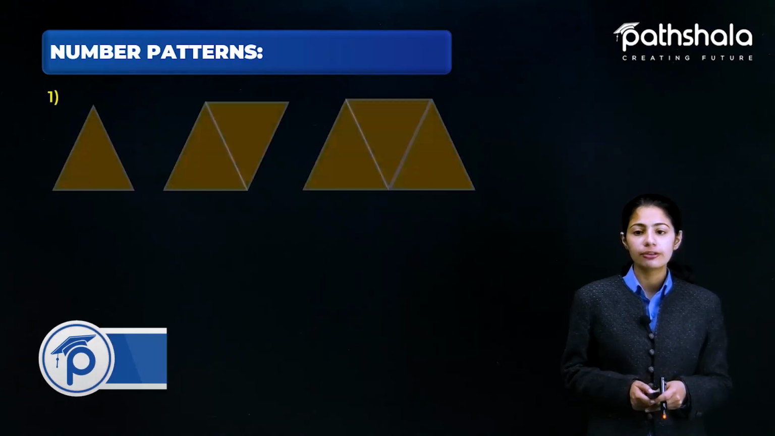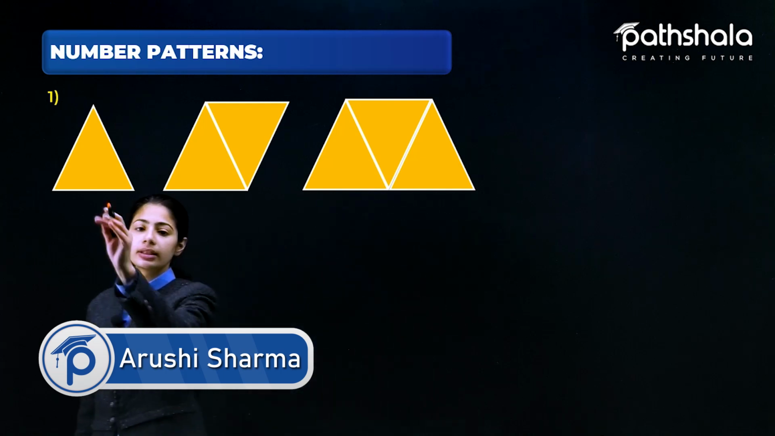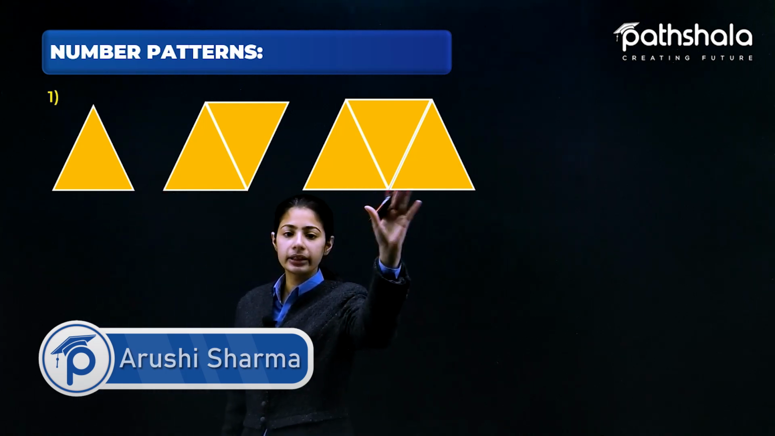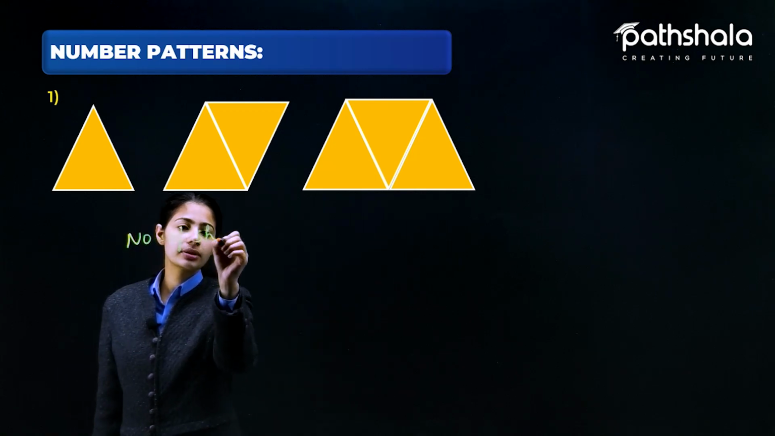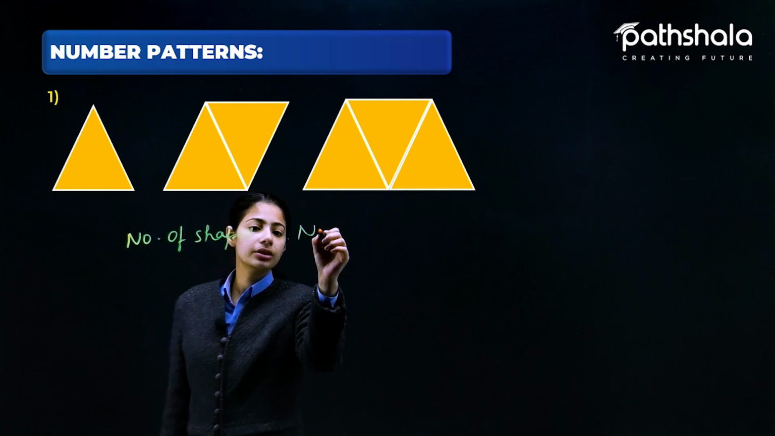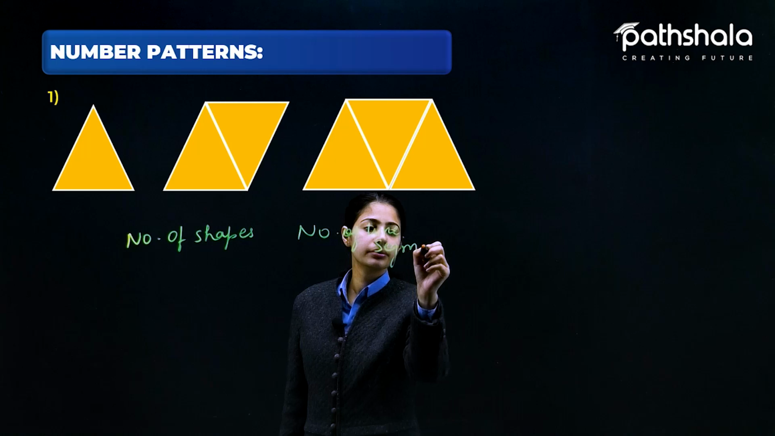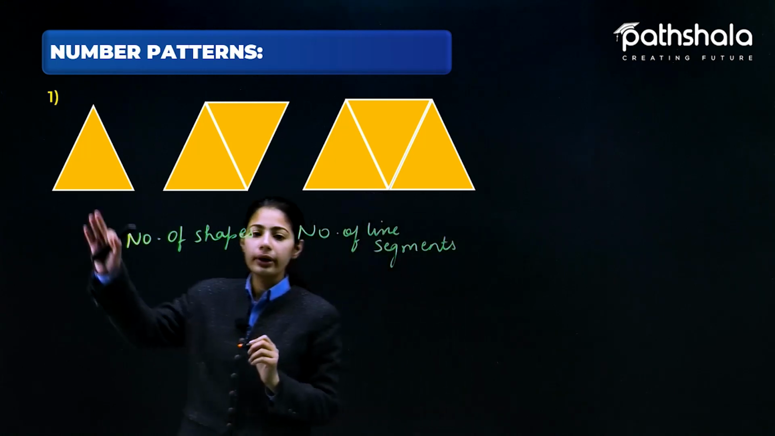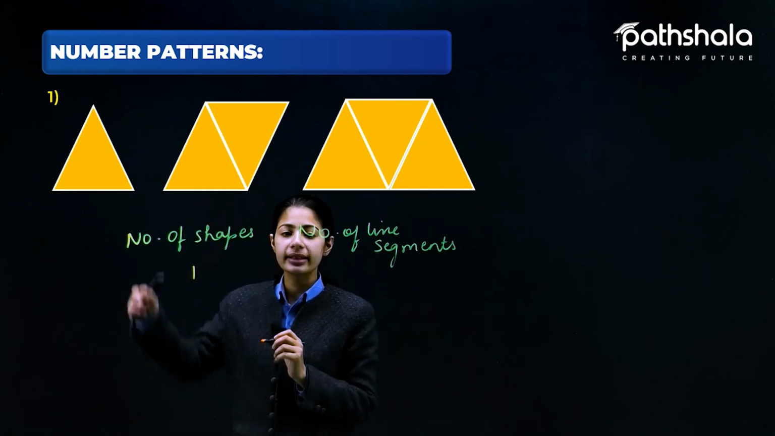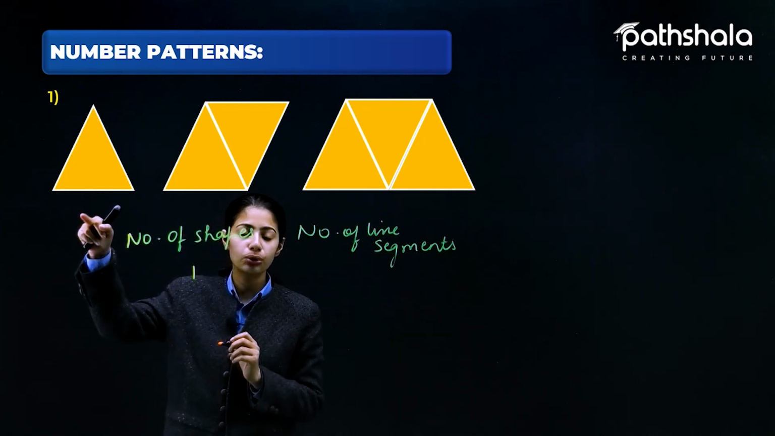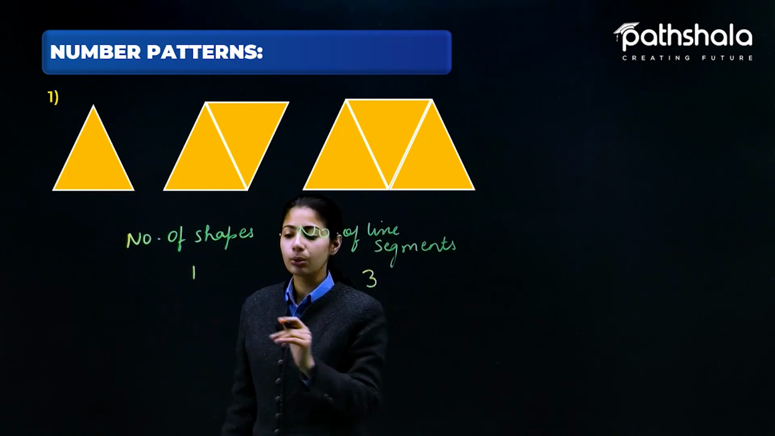Number patterns. First, triangles are given. This is the first, second and third. So let's draw the number of shapes and the number of line segments. For one shape, that is one triangle, we need how many line segments? 1, 2 and 3. So for one shape, 3 line segments are required.